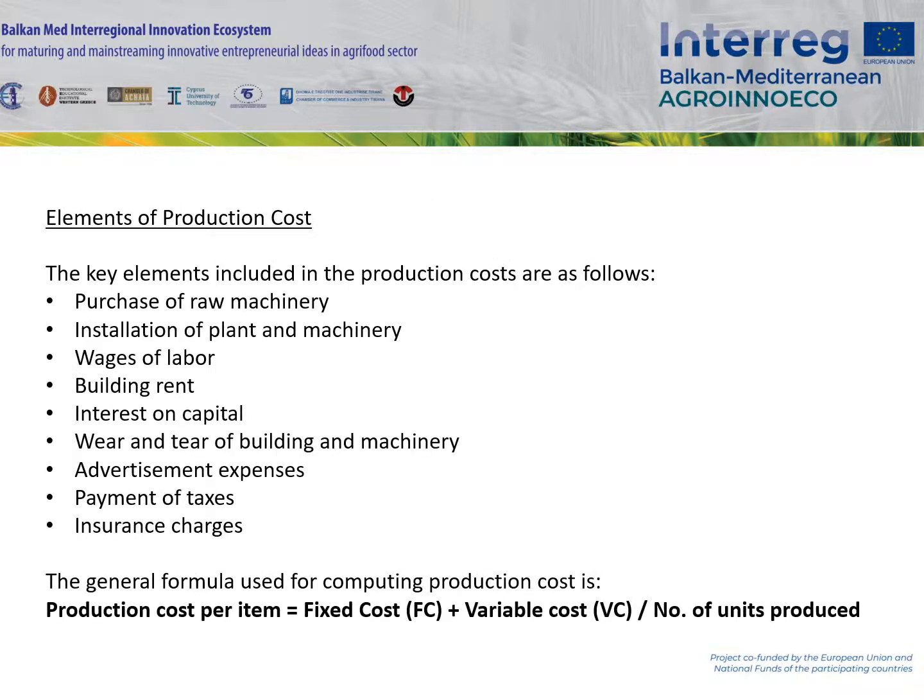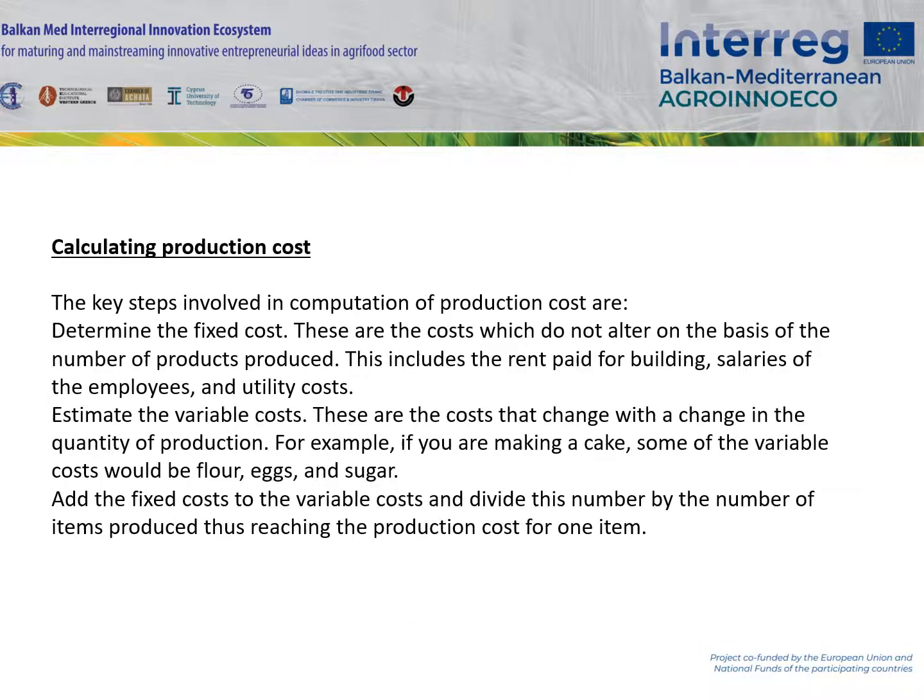Elements of production cost. The key elements included in the production costs are as follows: purchase of raw materials and machinery, installation of plant and machinery, wages of labor, building rent, interest on capital, wear and tear of building and machinery, advertisement expenses, payment of taxes, insurance charges.